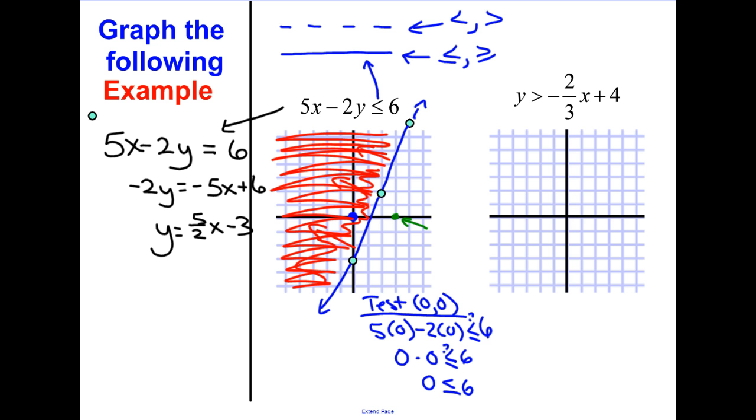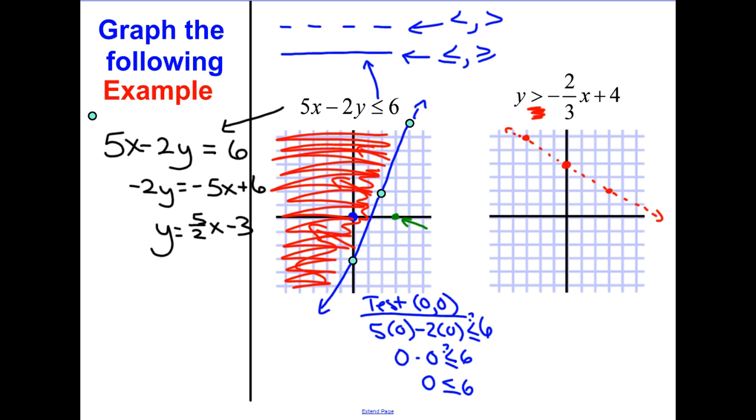And this one is already in slope-intercept form, but right now I'm going to notice something. I'm going to look right here and notice that that is going to be a dashed line because it's just greater than. It's not greater than or equal to. So I'm going to graph my point, y-intercept at 4, go down 2, right 3, down 2, right 3. I'm going to go up 2, left 3, and then I'm going to connect this. And remember, we need to do a dashed line.